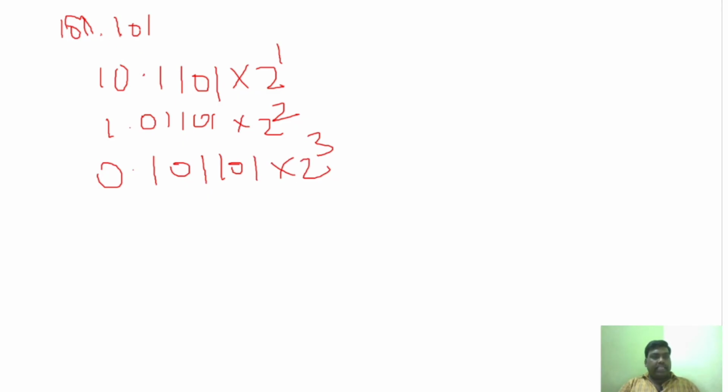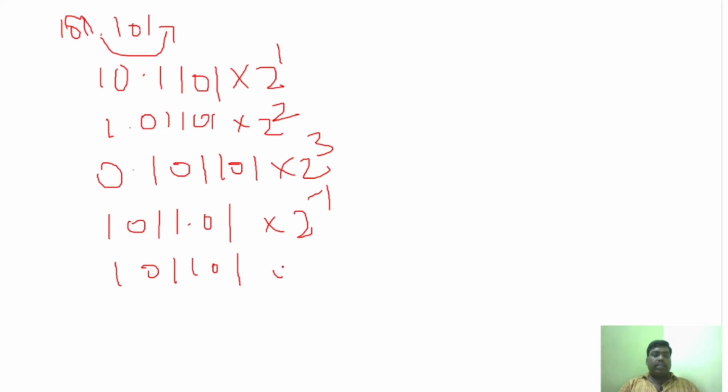Similarly, we can move it to the other side as well. If I move like this, 1.01, I'll represent it as 2 to the power of -1. If I move the decimal point to the very end, that is 101, that is 2 to the power of -3. So this is the problem in floating point representation: you can represent any particular number at your convenience, and depending on that value, the exponent values will change, that's all.